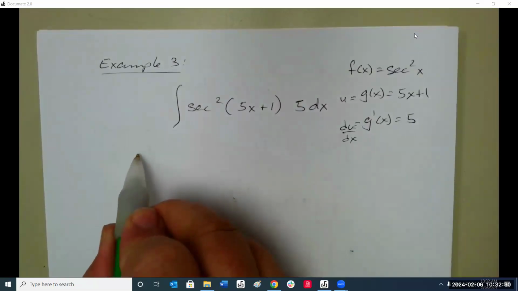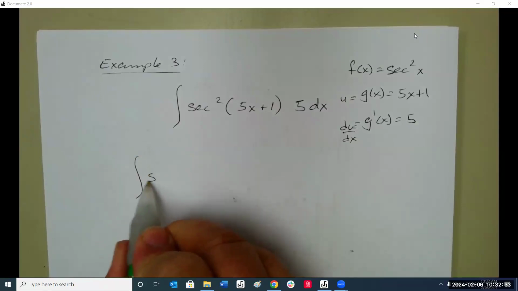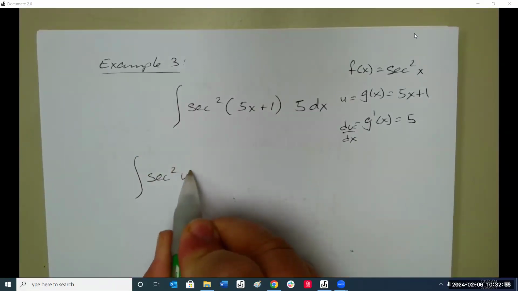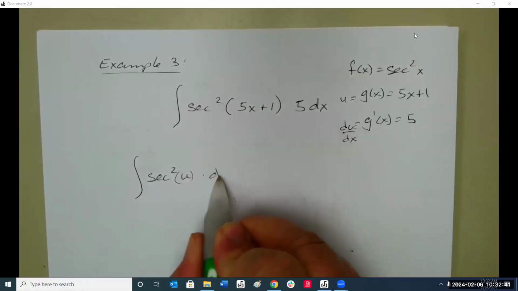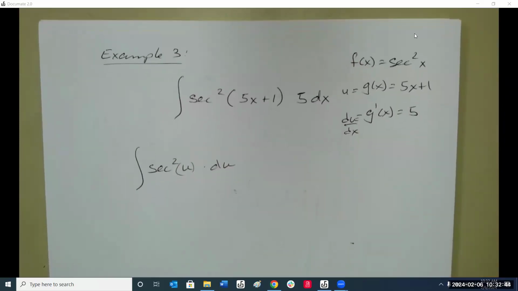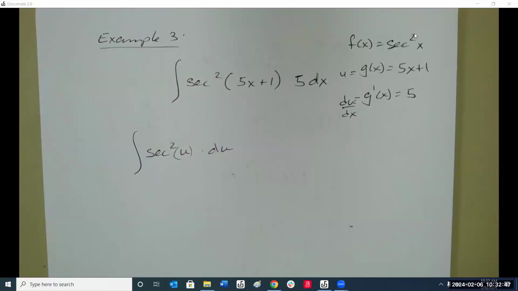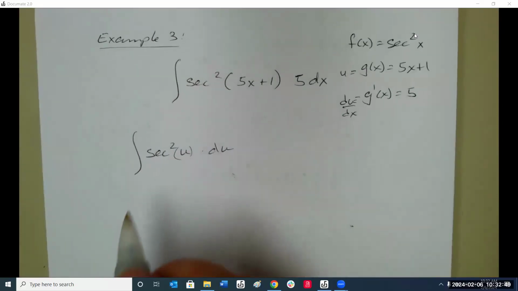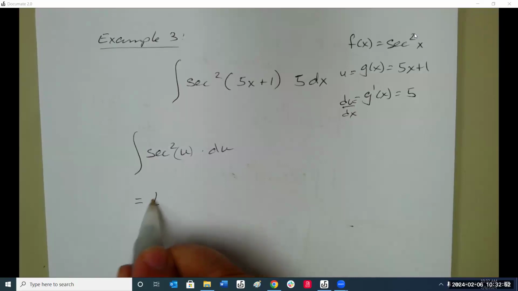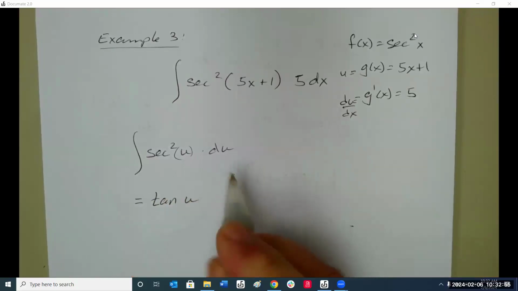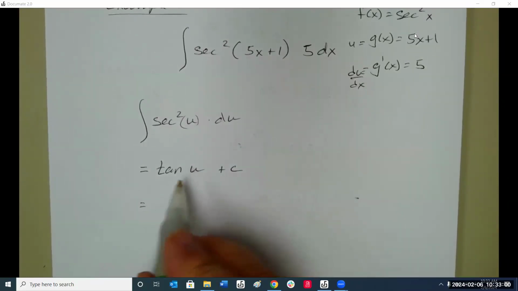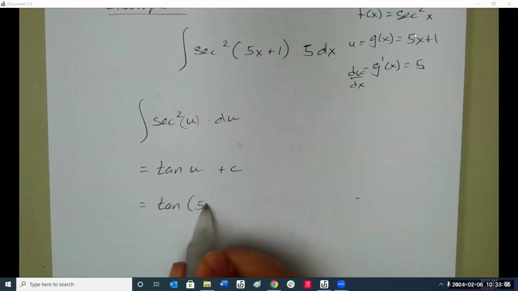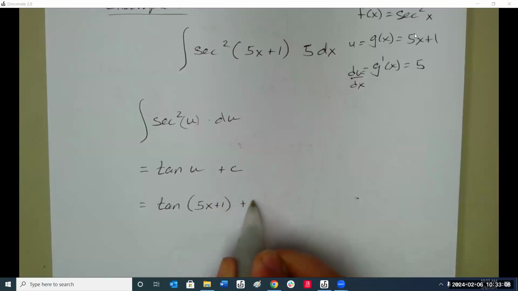Now, the reason we do that is we can rewrite this as secant squared u times du. It looks much easier that way. So the integral of secant squared is tangent u plus c. Now we have to put it back into terms that we know. Tangent of 5x plus 1 plus c.